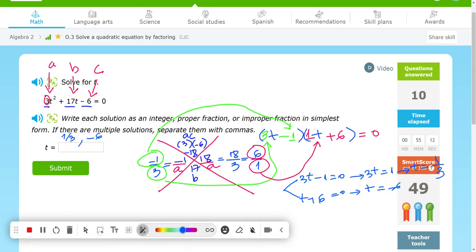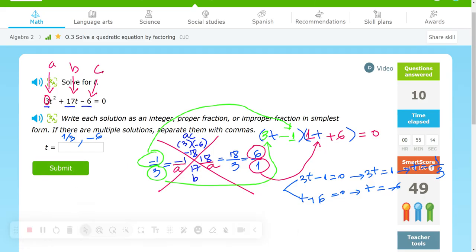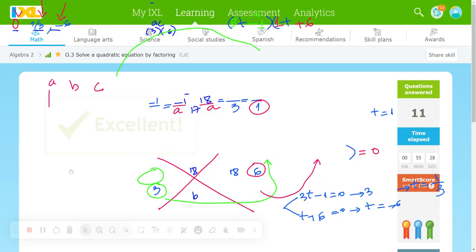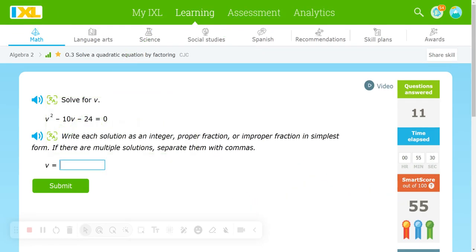Okay, so I put that right there. So 1 over 3, comma, and then negative 6. Okay, submit, and then I'm done.